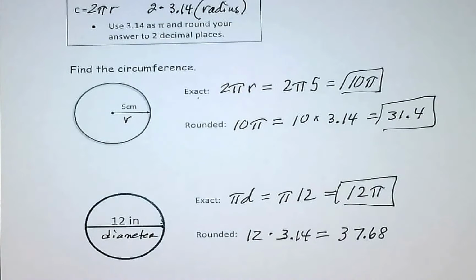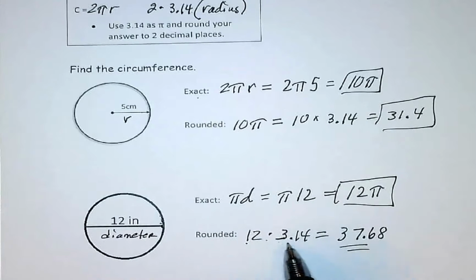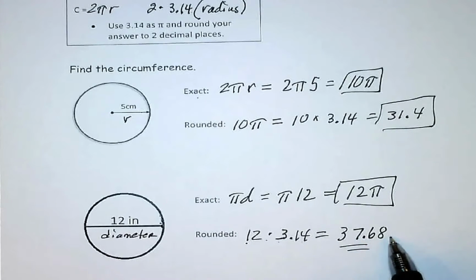Okay, we're going to finish up this first page of 1B notes. I've written down the answer here that I had forgotten on the first part, so just wanted to let you know that 12 times 3.14 will give me a circumference of 37.68.